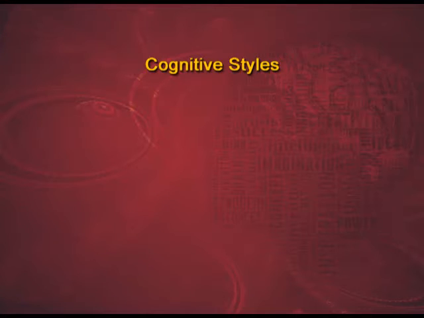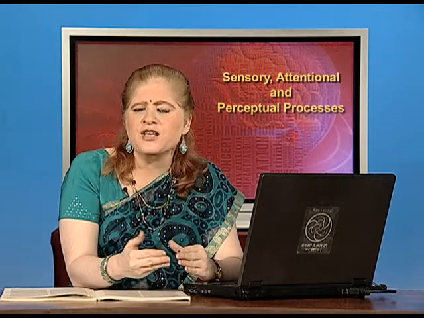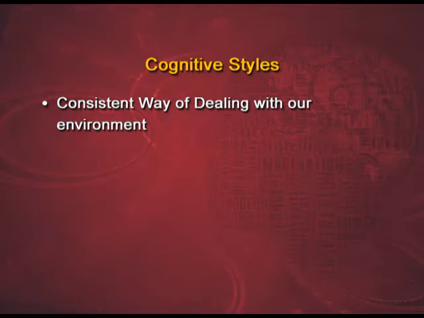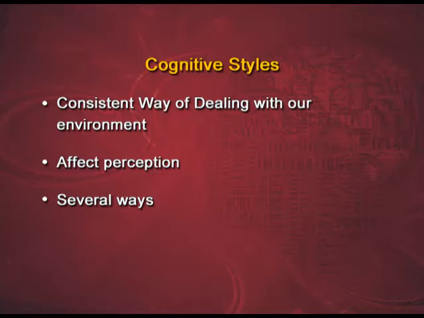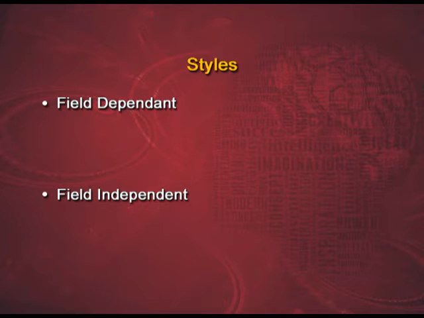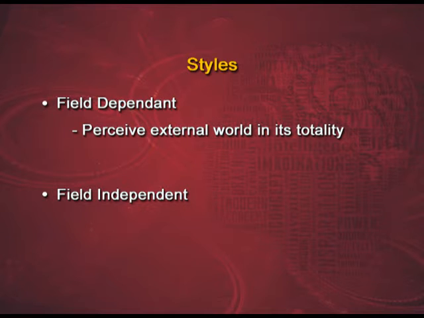Another important factor is the cognitive styles. This means all the perceivers would have different kind of styles in which they make sense of the external world. This is a consistent way of dealing with our environment. It also affects our perception. There are several ways in which we deal with the cognition. Some of them have been studied more in detail, and the most studied one have been the styles of field dependence and field independence. People who are said to be field dependent perceive external worlds in its totality.